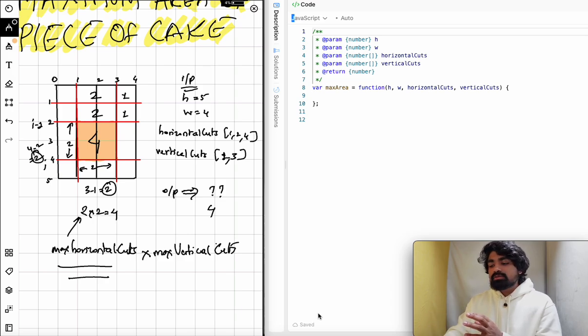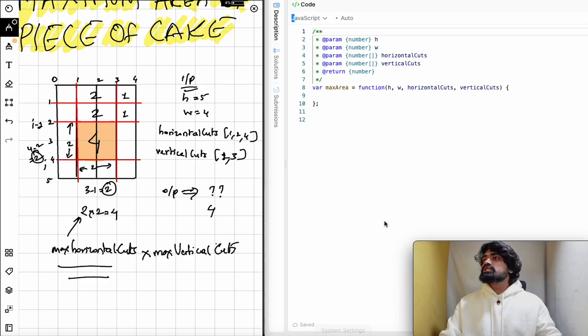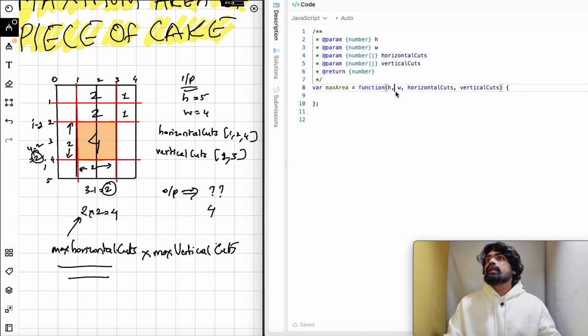Otherwise, if I do I minus 1 and this was not in sorted order, my logic won't stand to reach a solution. And that's how we will reach a solution now.